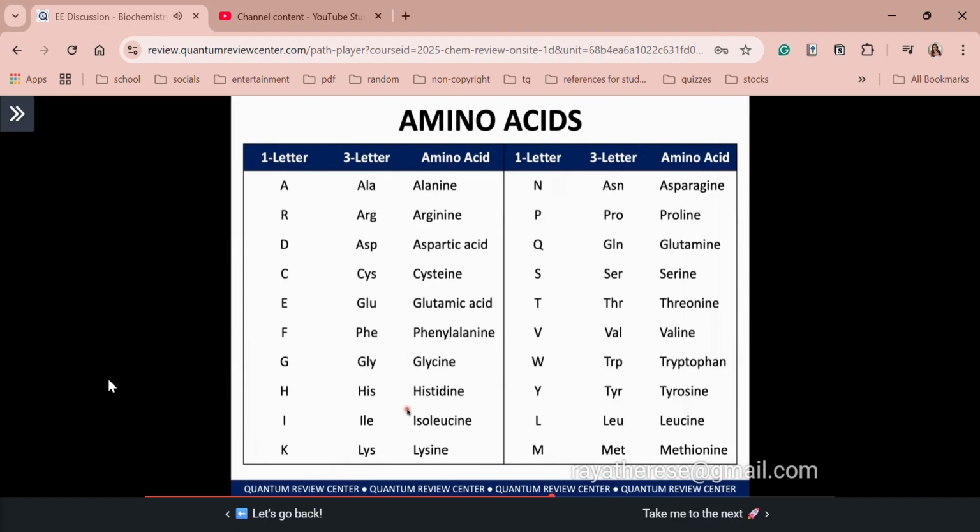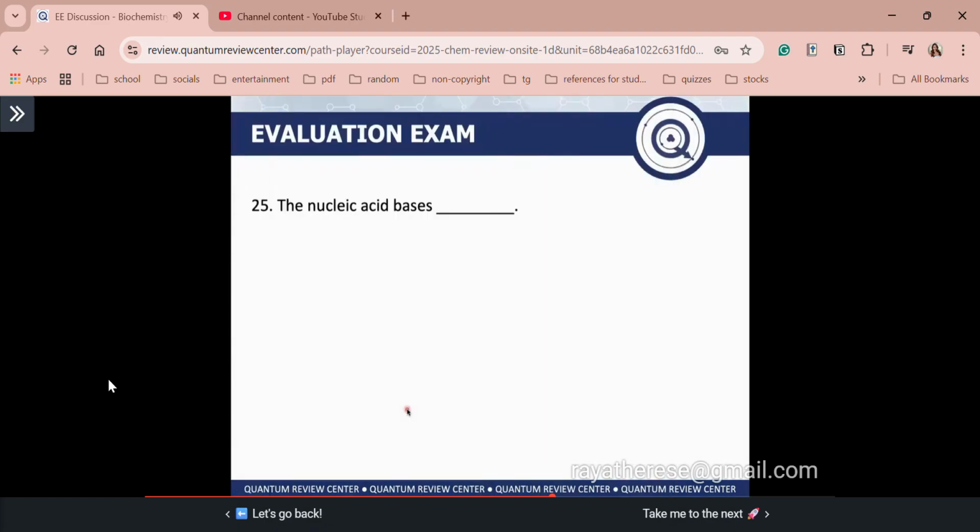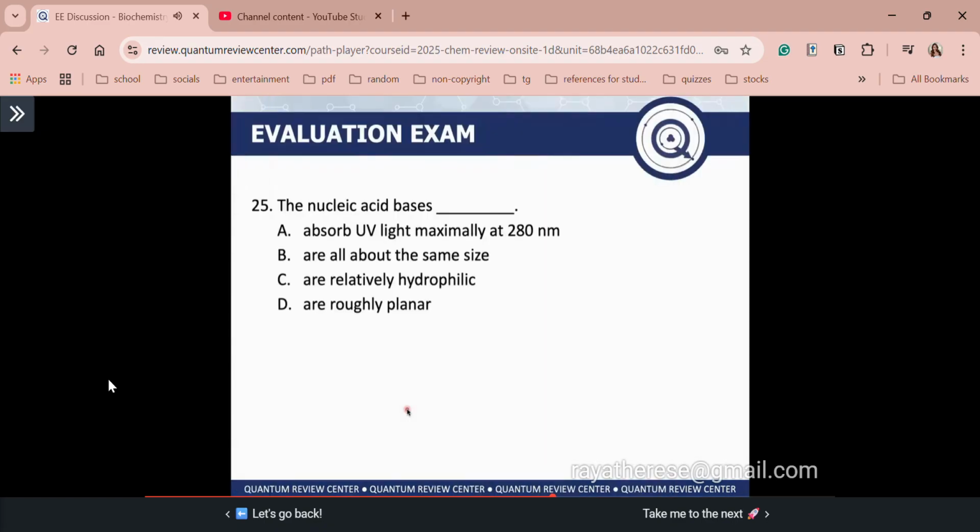in your questions. Alright, so for our 25th item, the nucleic acid base is blank. A, absorb UV light maximally at 280 nanometers. B, are all about the same size. C, are relatively hydrophilic. Or D, are roughly planar. Class, again, hindi siya sa 280, that's actually in your 260 wavelength. Okay? So letter A is not the answer. Of course, very obvious, 260 po siya dapat class ang nanometer for this UV light absorption.